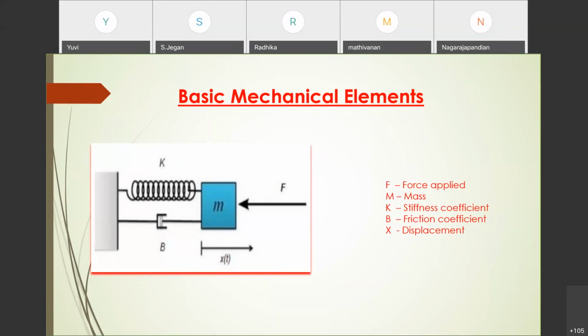And it keeps doing it continuously. Technically speaking, it keeps doing it forever. Next is the damping element. So what is a damper? A damper is used to dissipate energy. The construction of a damper is like a cylinder. We have a cylinder, we have a piston, and below that we have the fluid. When it is subjected to vibration, the damper absorbs the vibration from the spring and dissipates it in the form of heat energy.